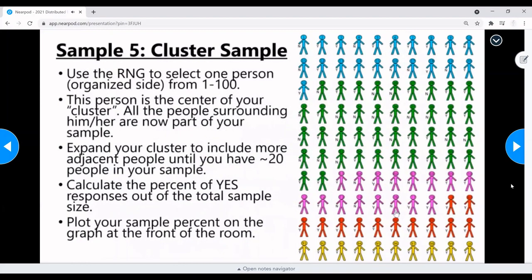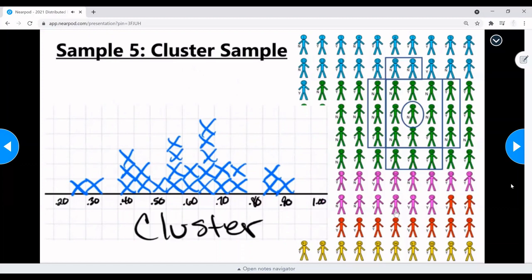Last, we'll do a cluster sample. I have them use the calculator to randomly select one person. They'll build their cluster out from that central point. So if it's in the middle of the page here, they might go out this direction just until they get 20. Cluster typically tends to have the most variability. And the reason why I have them use that organized side is because if we think about cluster samples being geographical, people might live in an area where people around them have similar opinions. But we do talk about how the results might be different if we had used the other side.